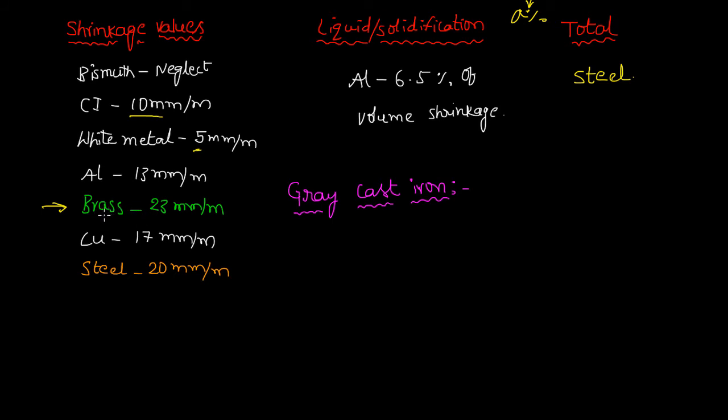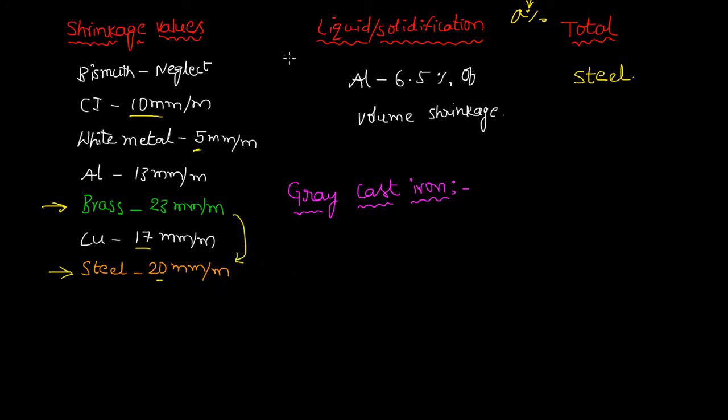We get large error if we design the pattern as exact shape of casting. So we have to make sure the pattern is oversized in this, very oversized. Then only we can get the exact casting that we want to require, right? For copper it is 17 per meter length, and for the steel, this is also an important one, steel it is 20 per meter length. This is the next to brass.